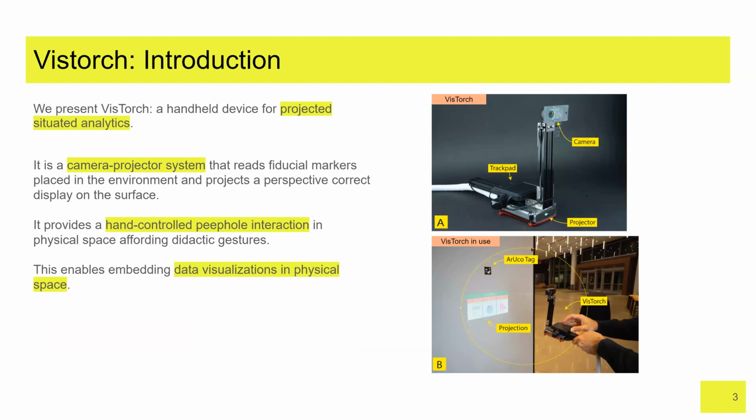We present VisTorch, a handheld device for projected situated analytics. It is a camera projector system that reads fiducial markers placed in the environment and projects a perspective correct display on the surface. It provides a hand-controlled pointing interaction in physical space, affording deictic gestures. This enables embedding data visualizations in physical space.